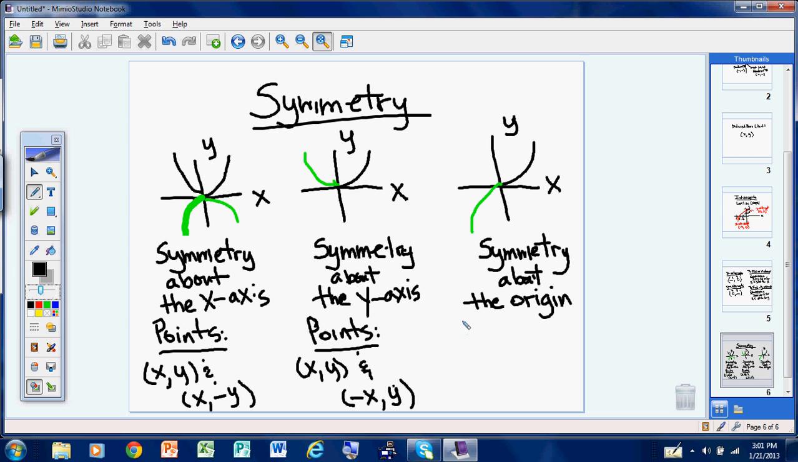Okay, and so points here, if it's symmetric about the origin, still have the x and y, but this time both x and y for the other points that are symmetric are the opposite. Okay.